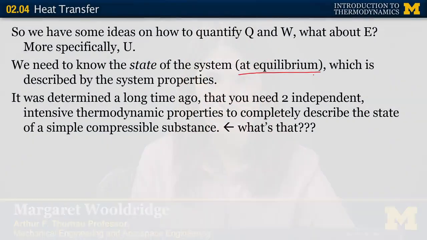In reality, I kind of cheated. You actually need two independent thermodynamic properties. They don't have to be intensive as long as you know the mass of the system. So they could be two independent thermodynamic properties and the mass, and that would completely describe the state. But for our class, we're going to say, nope, I need two intensive thermodynamic properties. That means I need the specific internal energy, the temperature, the pressure, the specific volume, the density. What I can't use are total quantities. Well, I shouldn't say I can't. You can, but again, you need to know the mass. So again, we're going to simplify our lives and say we need intensive thermodynamic properties to describe the state of a simple compressible substance.